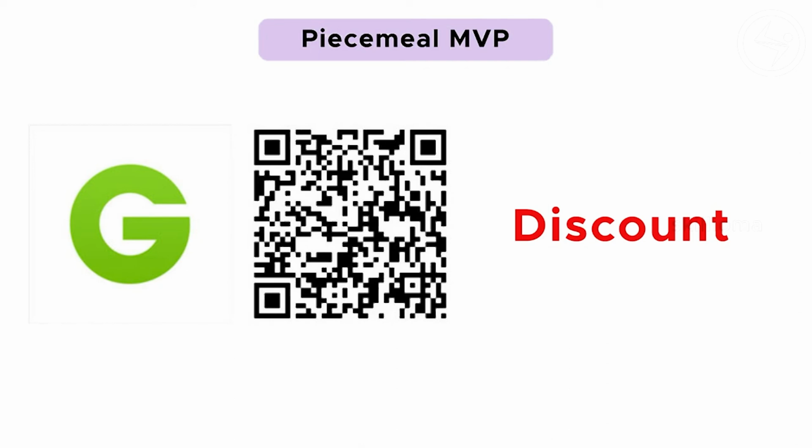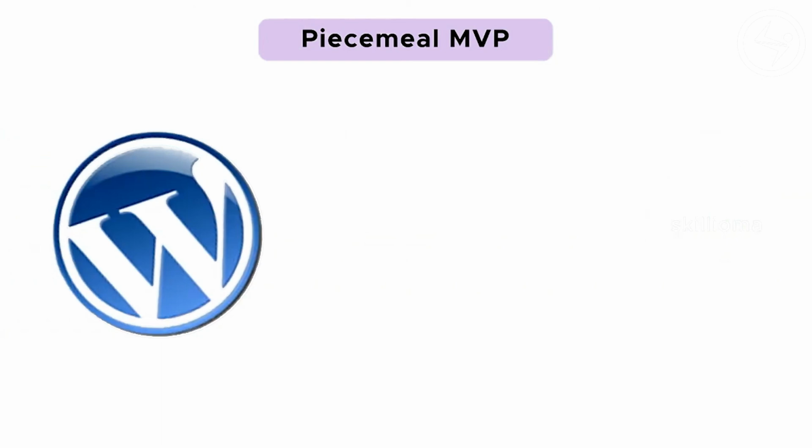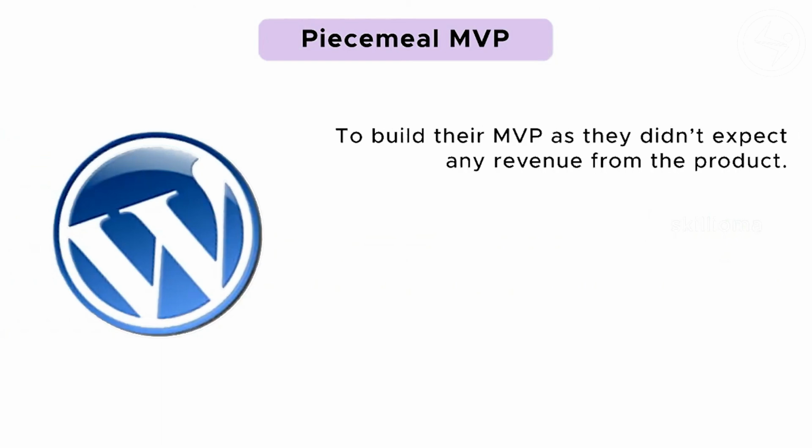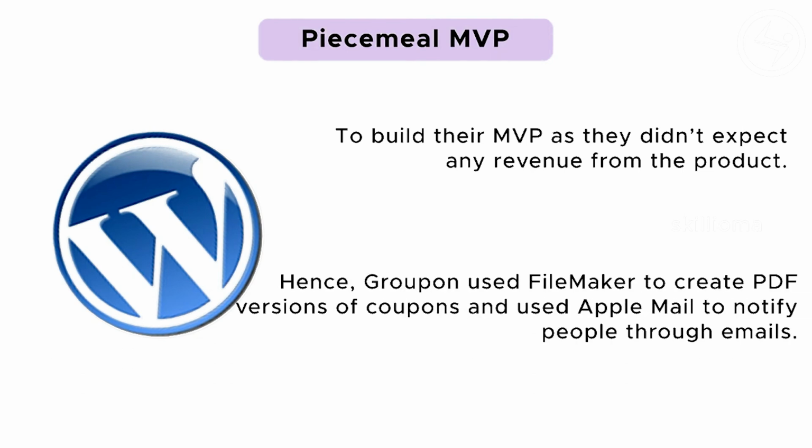Now that Groupon is a large company backed by a team of developers, all this sounds relatively easy to implement. But when it began, the co-founders used third-party resources like WordPress content management systems to build their MVP, as they did not expect any revenue from the product. After people purchased deals, it was necessary to generate PDF files to send coupons to the clients. Hence, Groupon used FileMaker to create PDF versions of coupons and used Apple Mail to notify people through emails.